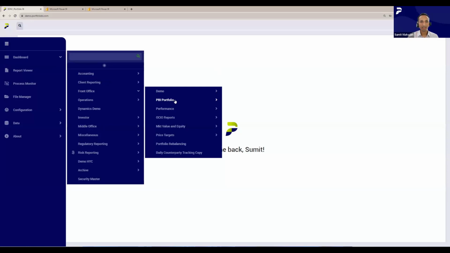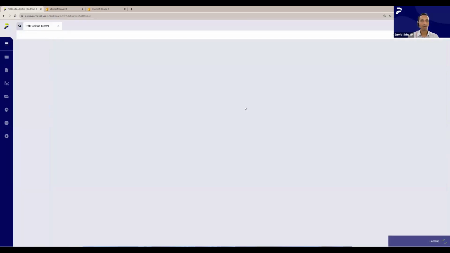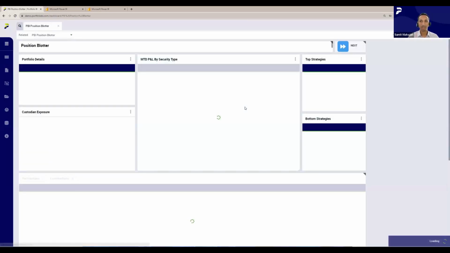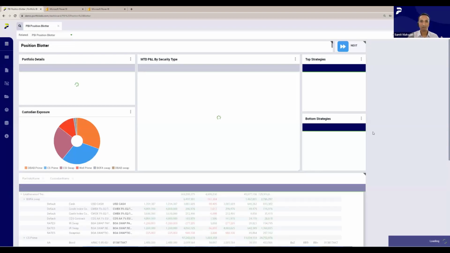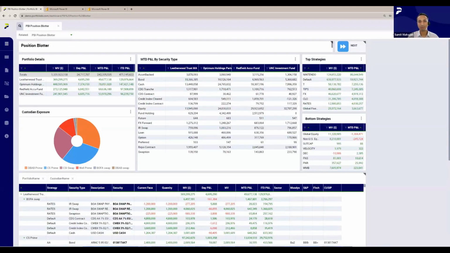Where on day zero, what any client wants to look at is, okay, what is my portfolio doing at a given point of time? Being able to look at your positions, P&L, exposure for a given date, for given portfolios, one or more accounts across the firm. A lot of this is very dynamic.